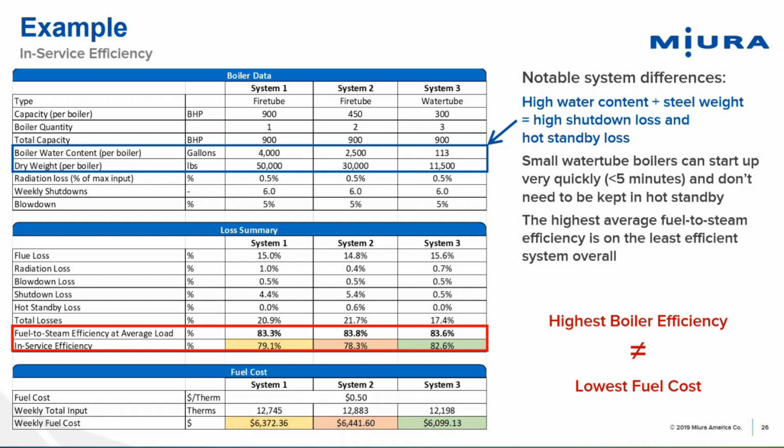You also have a very high efficiency on both other systems. So if you're just looking at fuel to steam efficiency, you might think that that's your best boiler. System 2 might be your selection. But if you do that, then you've really selected the wrong boiler for this system. The other two are a little bit better. So important to always remember, the highest boiler efficiency does not equal the lowest fuel cost inherently. You have to look at the whole system efficiency.